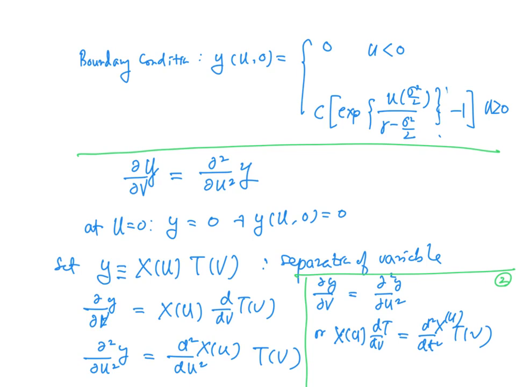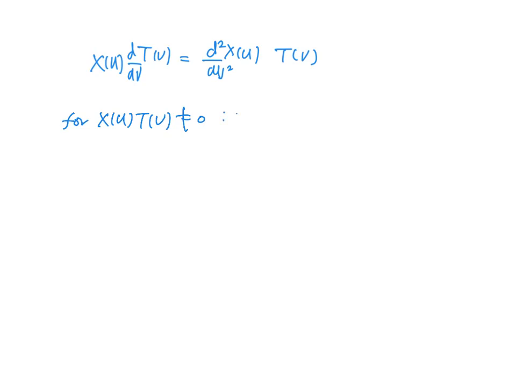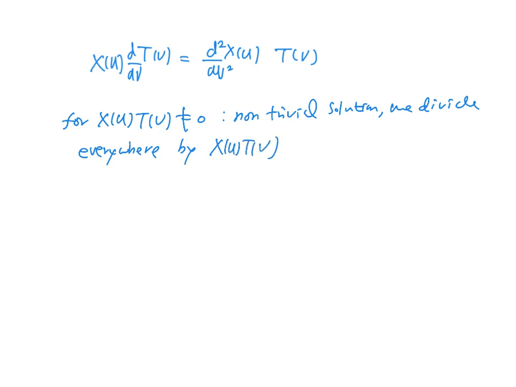Let's repeat the last part. So let X(u)T(v), where T(v) is the same as d²X/du² times X(u)T(v). And if X(u)T(v) is a non-zero, non-trivial solution, we divide everywhere by X(u)T(v). So if we divide everywhere by X(u)T(v), what do we get?